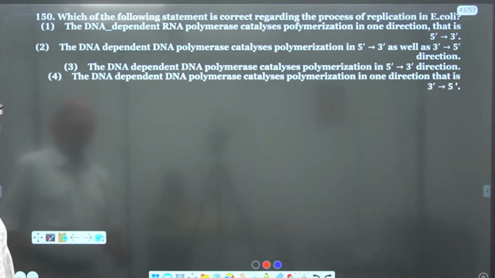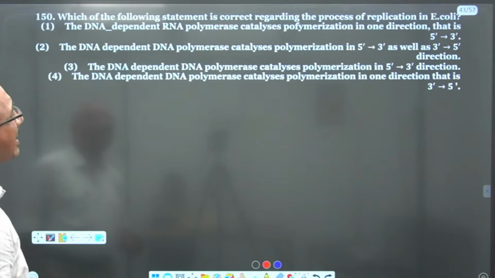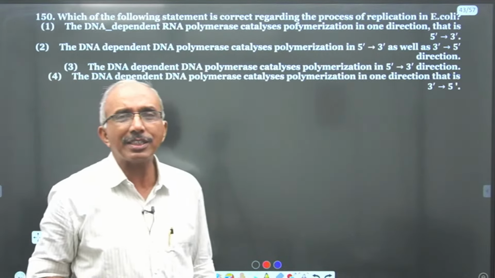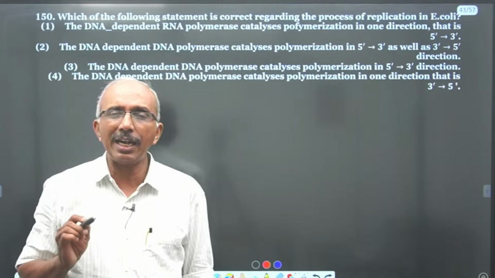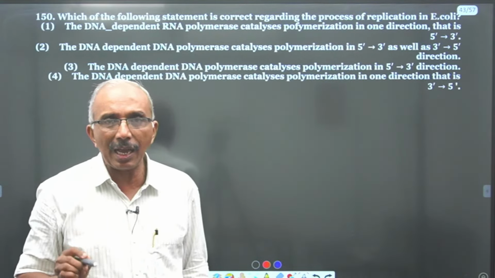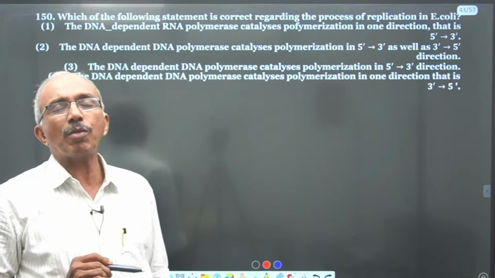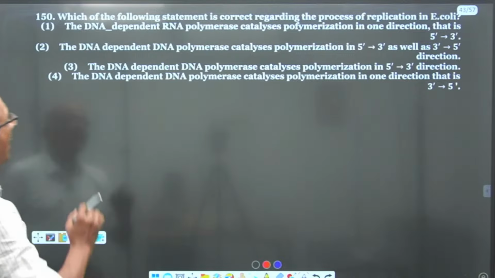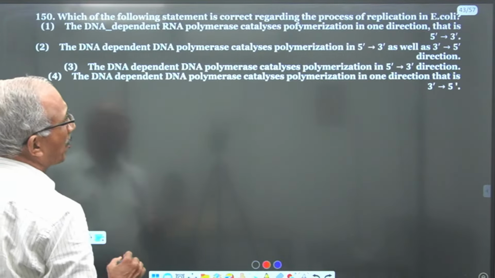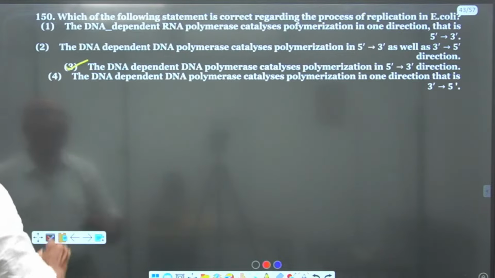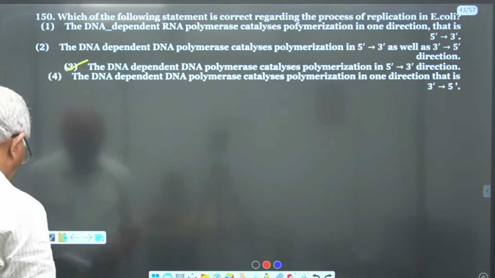Next, which of the following statements is correct regarding the process of replication? Here, the process of replication is catalyzed by DNA-dependent DNA polymerase, and the direction of polymerization is 5' to 3'. DNA-dependent DNA polymerase catalyzes the polymerization in 5' to 3' direction.